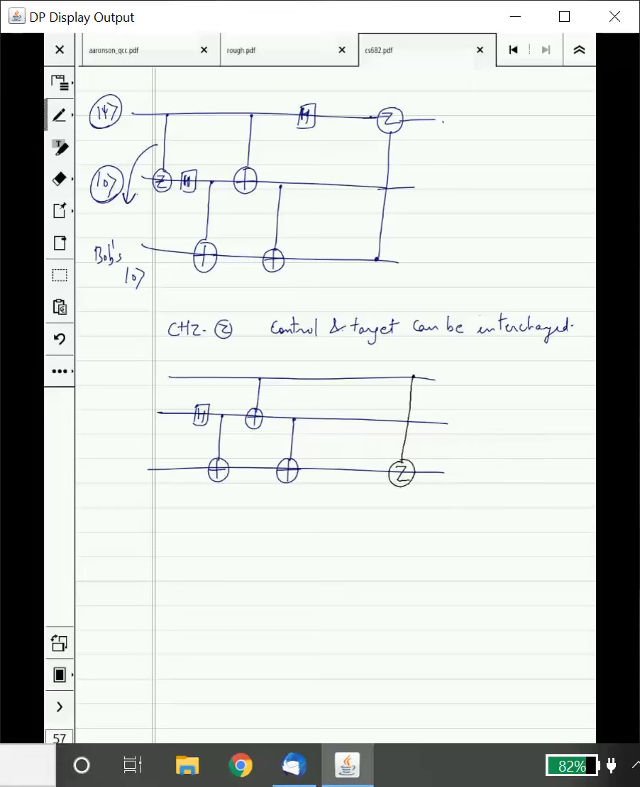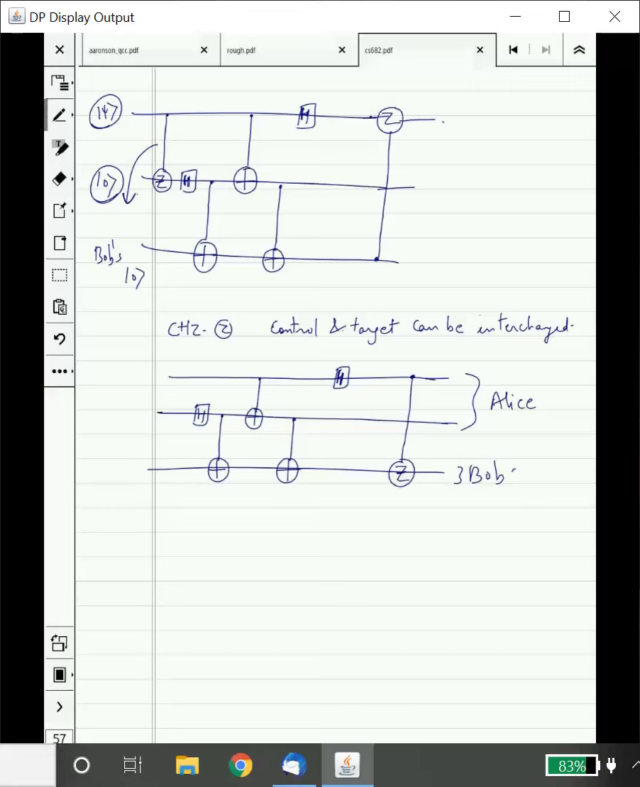Z gate, I have again removed the control, and then there is a Hadamard gate here. Great. It seems that we are in better shape now. If you look at the part of Alice and you look at the part of Bob, there are fewer gates now. The question is how to take care of them.